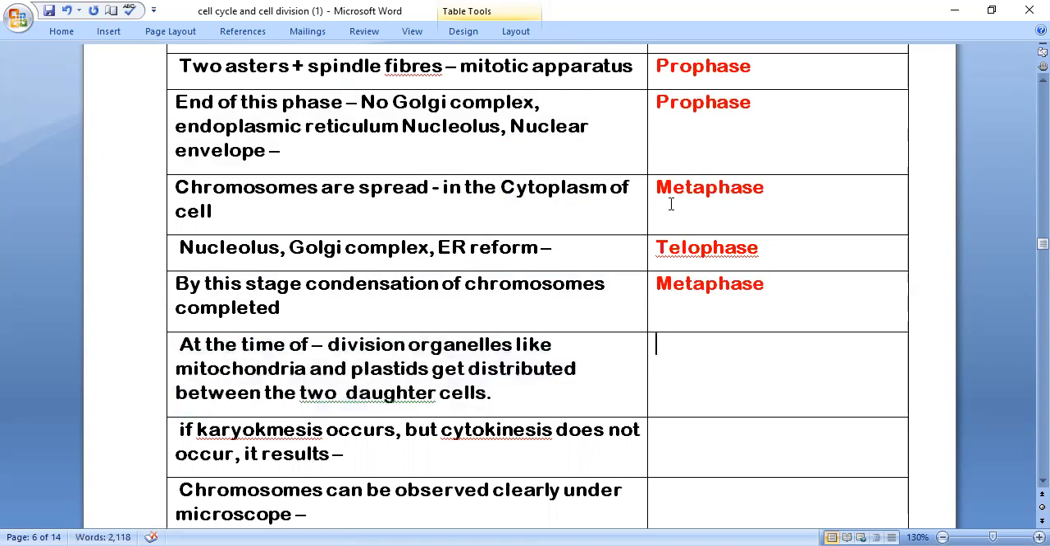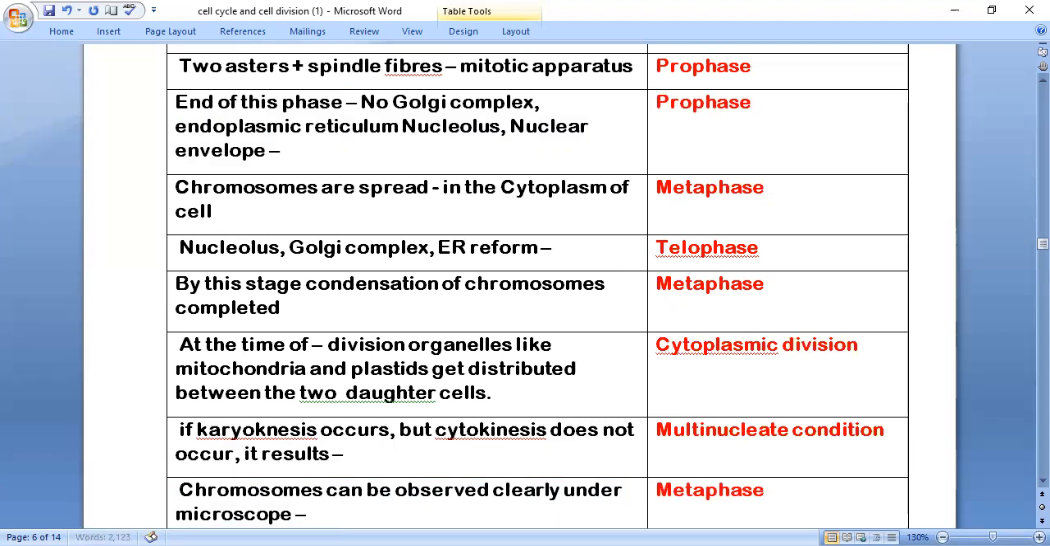At the time of division, organelles like mitochondria and plastids get distributed between the two daughter cells in cytoplasmic division. If karyokinesis occurs but cytokinesis does not occur, it results in a multinucleate condition. Chromosomes can be observed clearly under the microscope in metaphase.